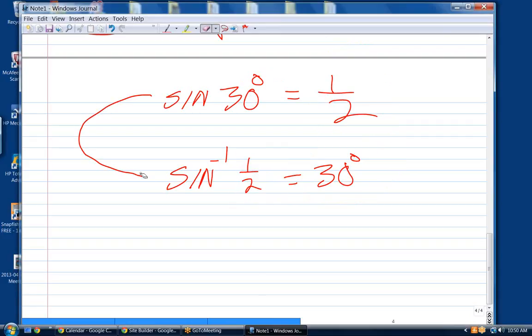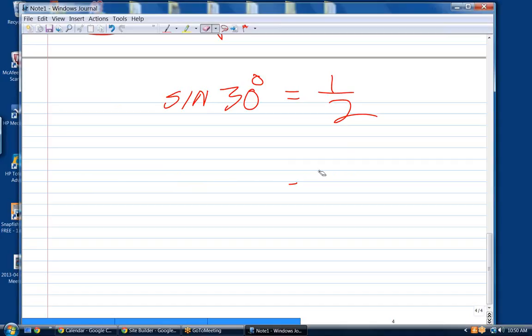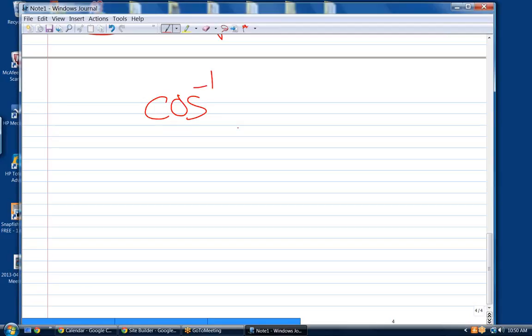We take inverse trig functions of numbers to get angles. So let me give you a few that you should know. What's the inverse cosine of 1/2 equal to? That would be 60 degrees. No, remember cosine of 60 is 1/2, so that's 30 degrees. 30.